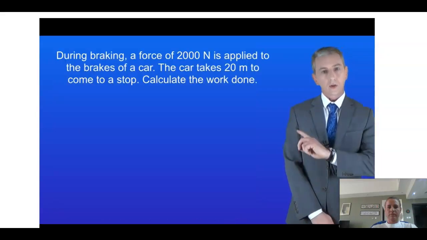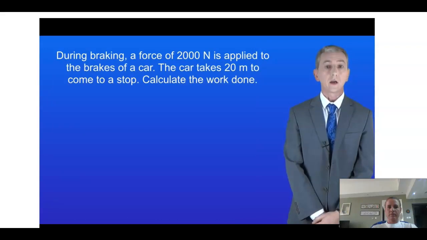Take a look at this question. During braking, a force of 2,000 newtons is applied to the brakes of a car. The car takes 20 meters to come to a stop. Calculate the work done. Pause the video and try this question yourself.